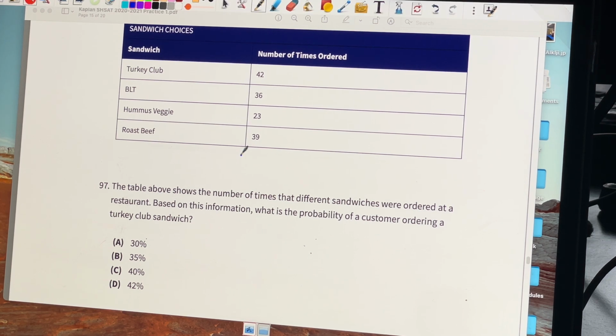You literally just have to add this, and then there's a turkey sandwich, so it's 42. Probability of selecting 42 out of whatever the sum here is. 42 plus 36 plus 23 plus 39, 140. All right, so we're at 30%. 30% chance somebody selects a turkey sandwich.